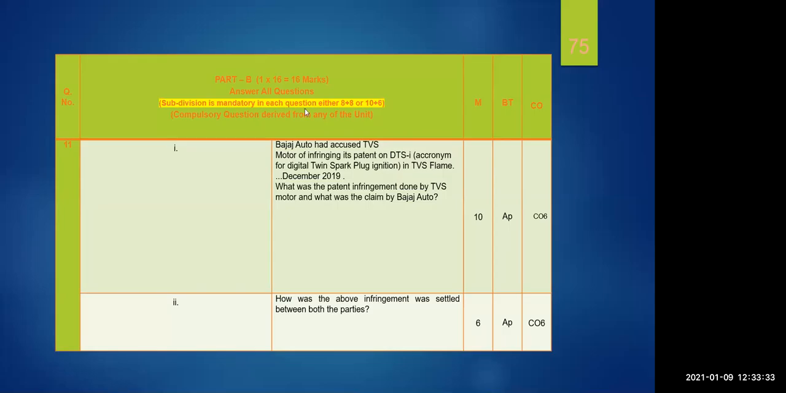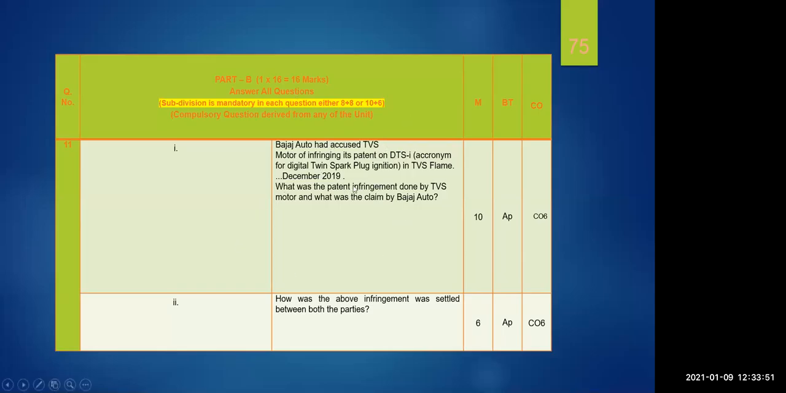Here they are asking compulsory questions, and I have asked from the application point of view. In Part B, they have asked a 16 mark question. So it's an application point of view. There was a case involving Bajaj two-wheelers. I asked a question: what was the problem there? It's a practical question actually.